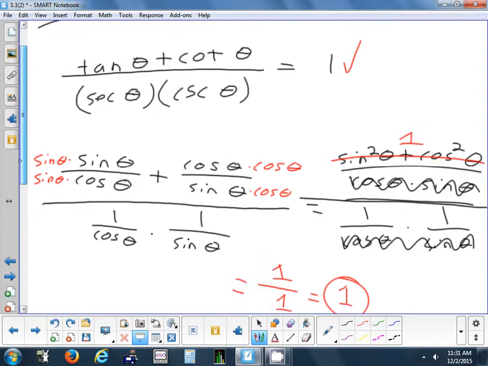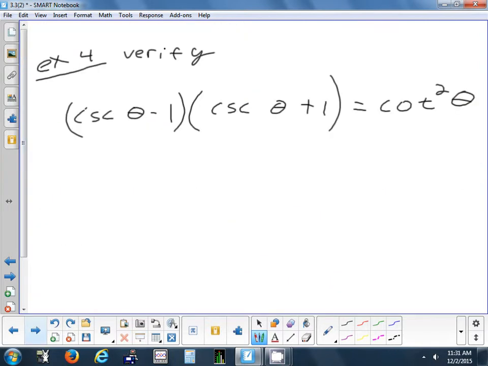All right, so we got two more, and then this is our second to last one. These are all Pythag.